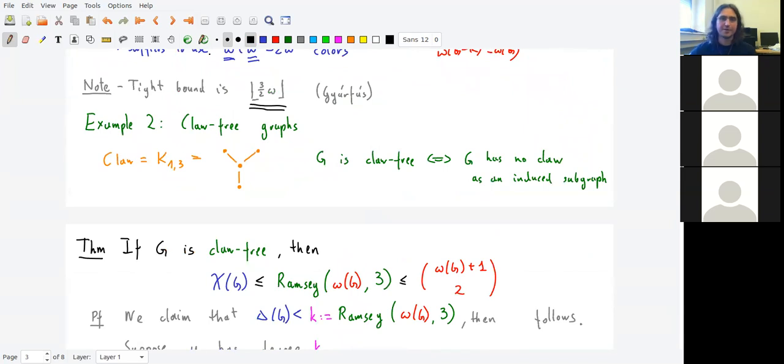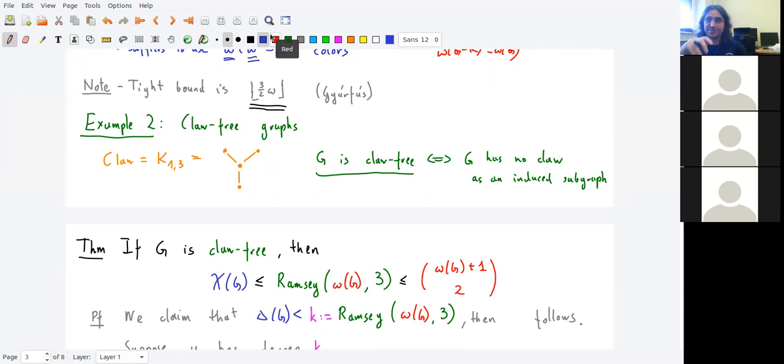Good, so let's make another simple example, this time claw-free graphs. This will be about H-free graphs for some small graph H, and the graph H that we will be looking at is the so-called claw. A claw is simply a star with three leaves, K_{1,3}. Here is a claw. And as the name suggests, a graph G is claw-free if and only if it doesn't contain a claw as an induced subgraph.